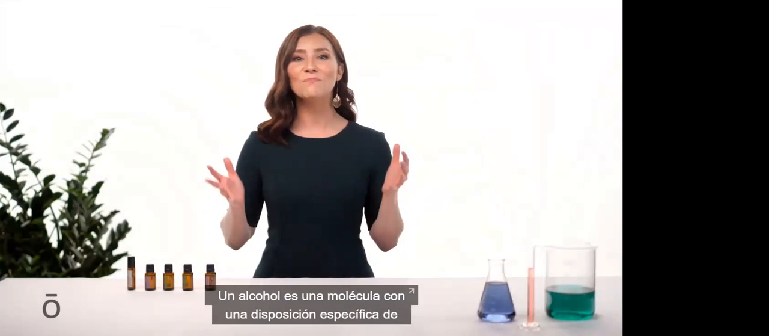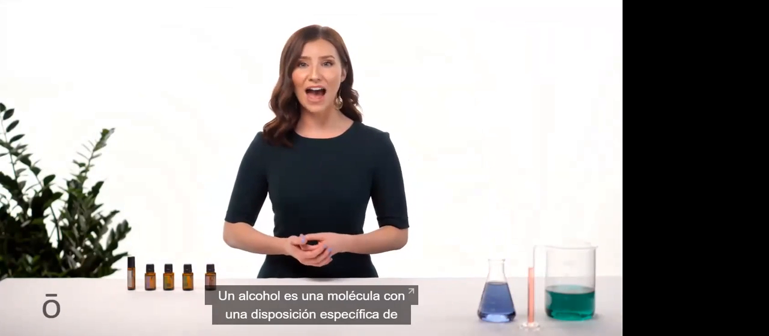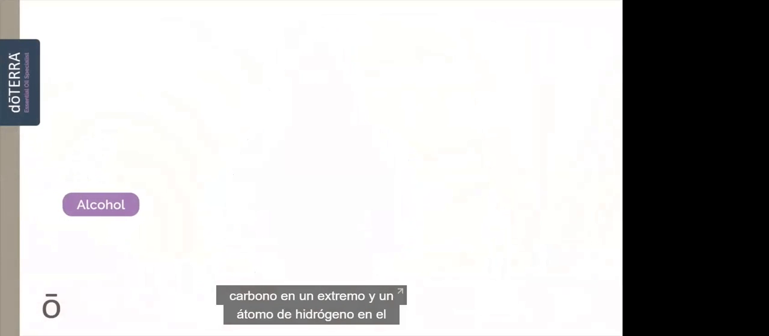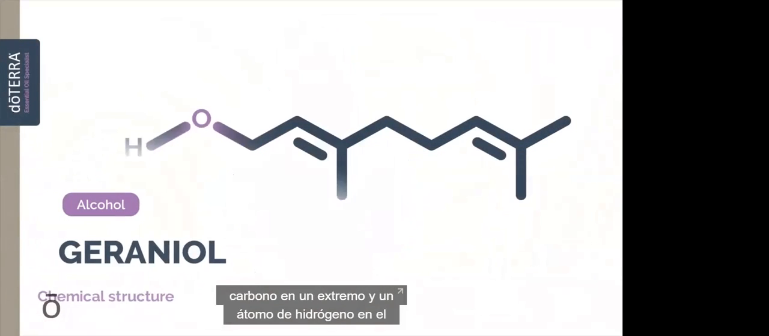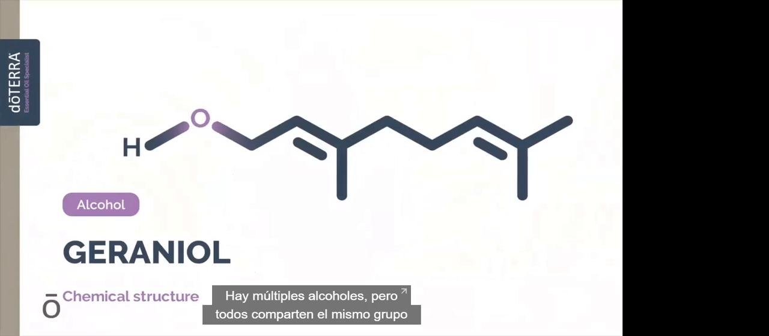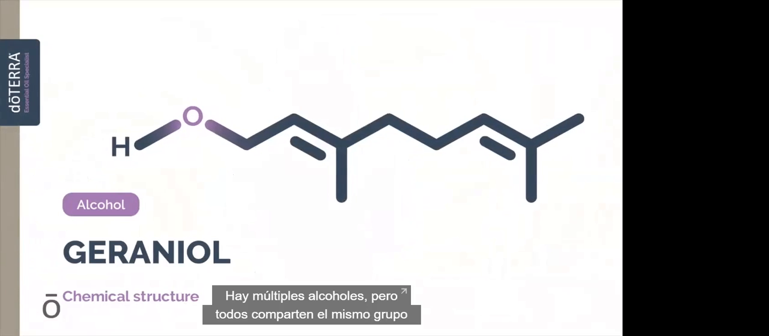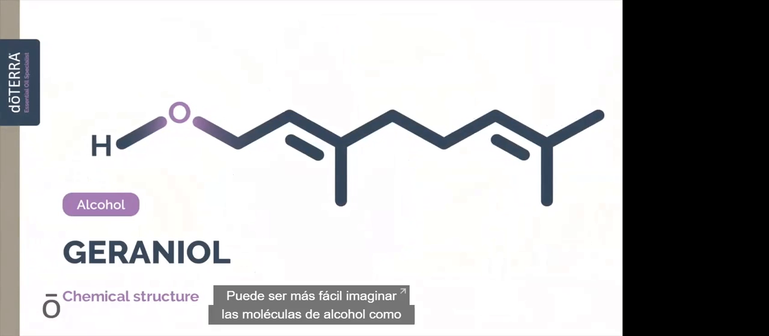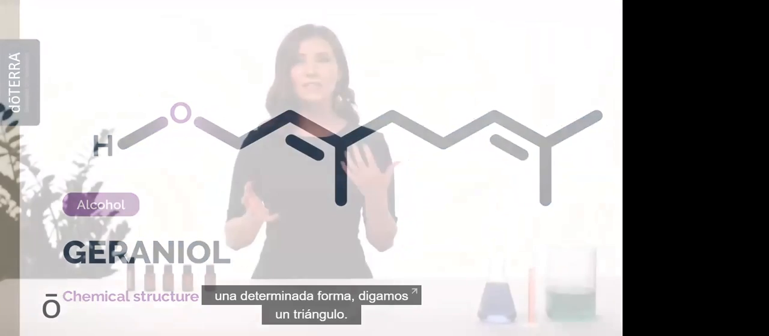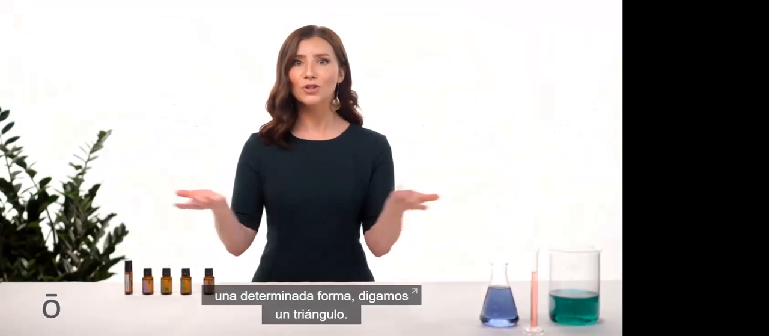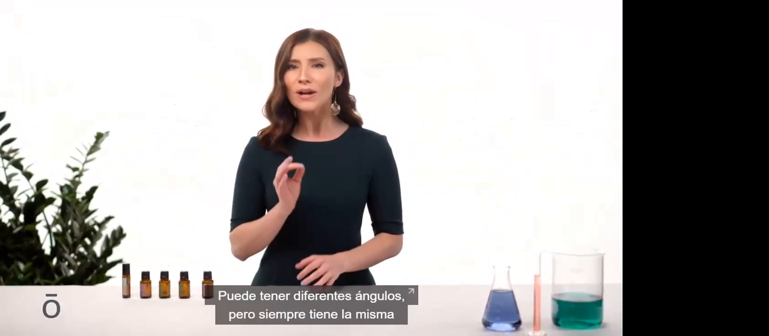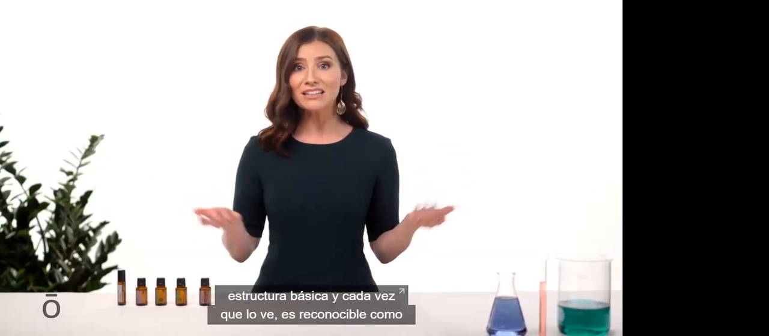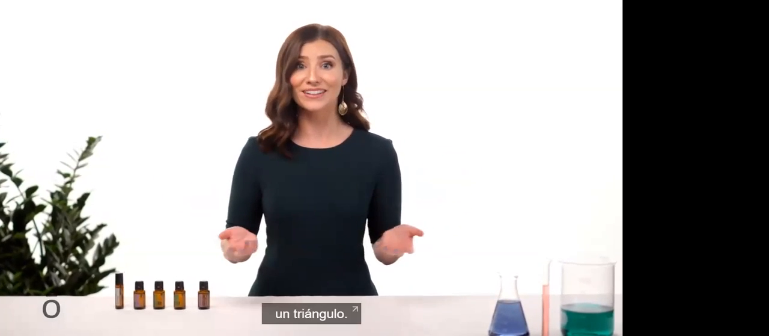An alcohol is a molecule with a specific arrangement of atoms, an oxygen atom bound to the carbon backbone on one end and a hydrogen atom on the other end. There are multiple alcohols, but they all share the same group of atoms. It might be easiest to imagine alcohol molecules as a certain shape. Let's say a triangle. You can have different angles, but it always has the same basic structure, and anytime you see it, it's recognizable as a triangle.